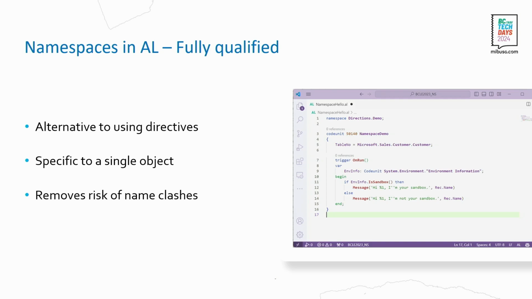So imagine you had two objects with the same name in two different namespaces. You could point to a specific one. That helps a little bit. It doesn't remove the risk of name clashes, but it will help minimize it. Okay.